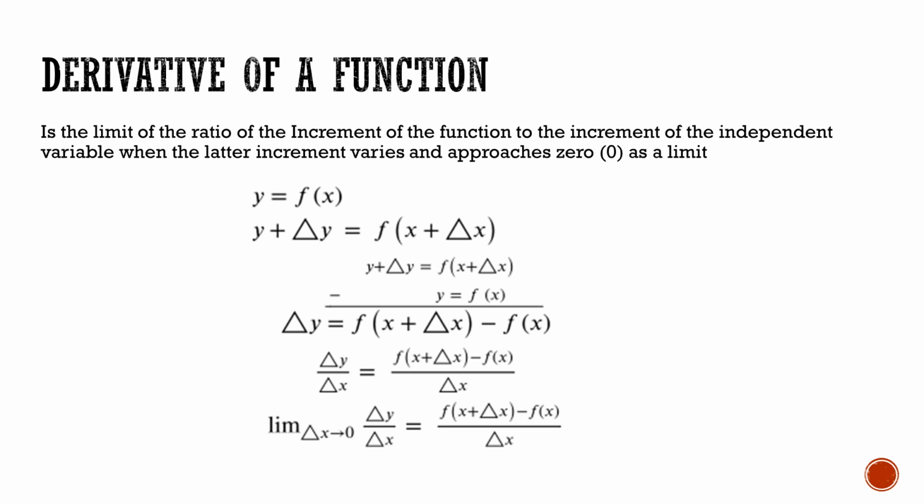And then from this, both sides of the equation will be divided by delta x. So we arrive with the right hand side of the equation: the function of x plus delta x minus function of x, all over delta x. And then finally, we will let the variable delta x approach 0. So the limit of delta x approaching 0, delta y all over delta x, is equal to that function. So that is the derivative of a function.